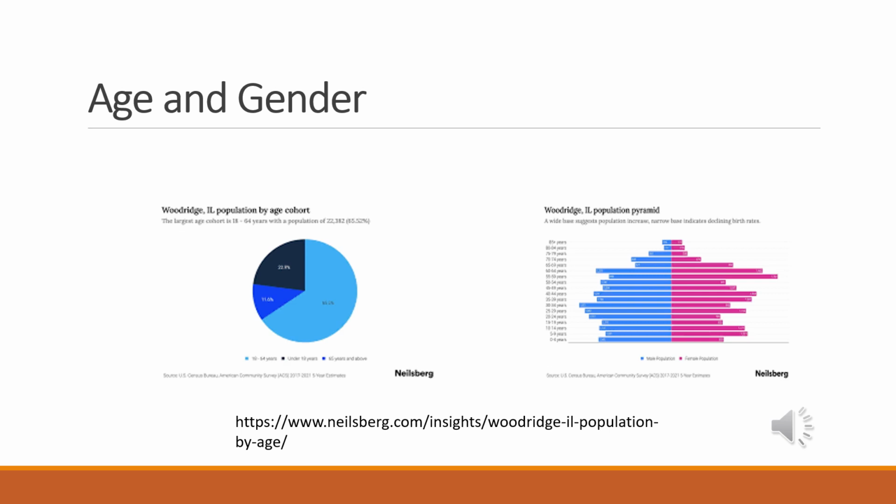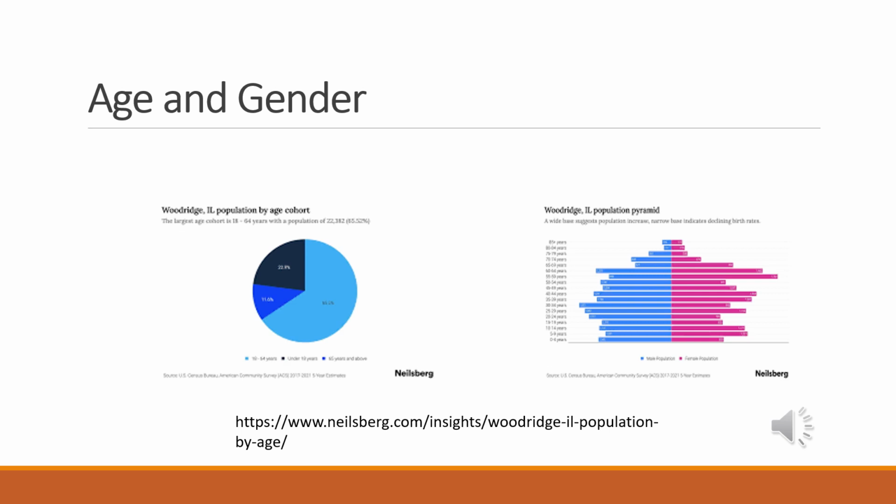Now, as far as age and gender, there are some key stats from 2023. Woodridge's population under age 18 was about 22.9% compared to 22.5% nationwide. Its working population, ages between 18 and 24, was 65.5% compared to nationwide 61.4%. The elderly or senior population over age 65 was 11.5% as compared to 16.4% nationwide.